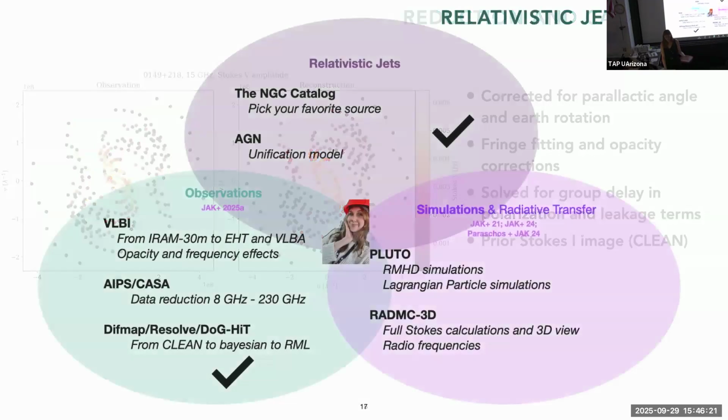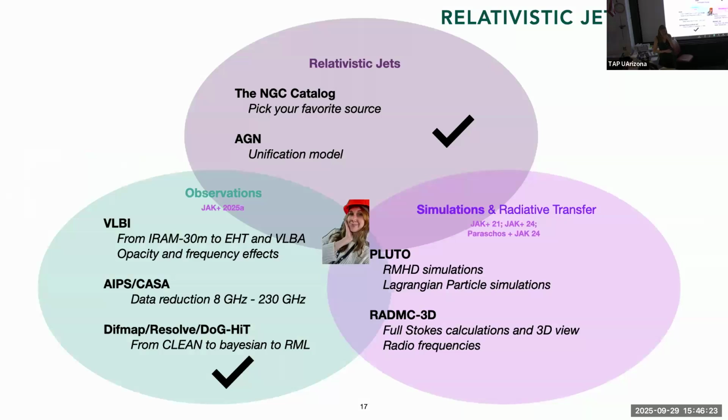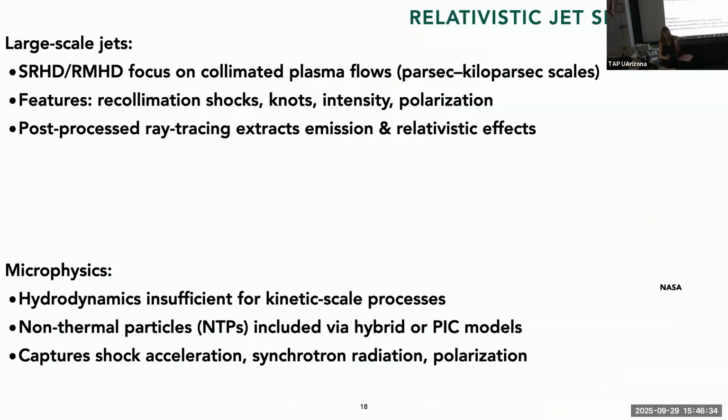So now that we talked about observations, and I'm actually not going to go into details about how to reduce the data, we can move on to simulations. Just a very short introduction to that as well. Large-scale jets can be simulated with special relativistic hydrodynamics or magnetohydrodynamics. You can simulate features like recollimation shocks, knots, the intensity or polarization. And in the post-processing, you can extract emission and the relativistic effects.